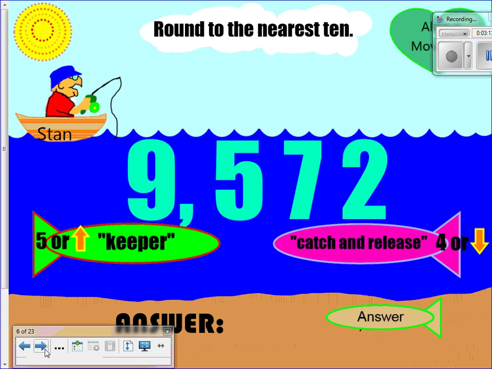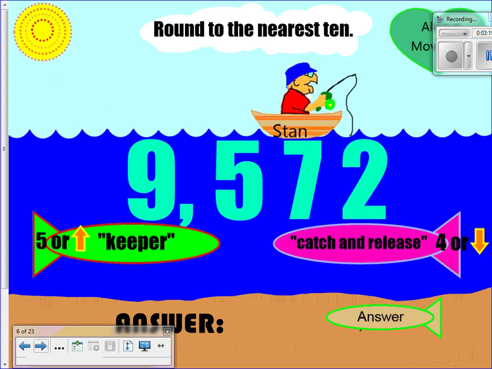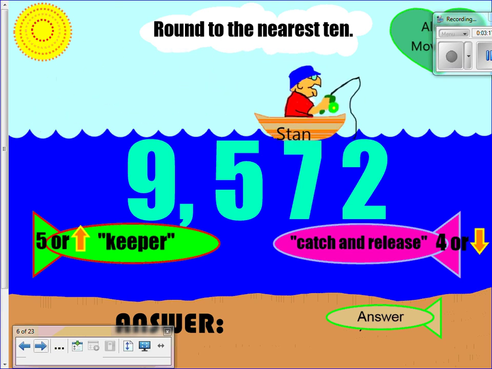Look at the next problem here. Round to the nearest 10 again. The 2 is less than 5, so it's a catch and release. I don't want to add it to my boat. So that becomes a 0.